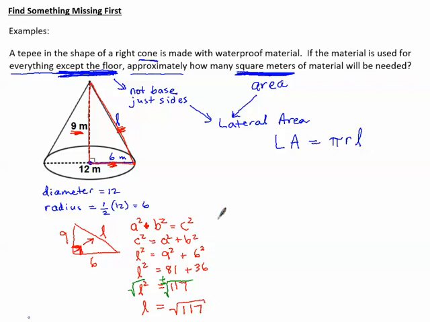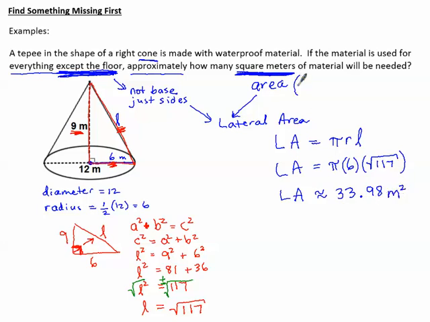So now let's go back to our lateral area formula, and we can plug in the things that we found. Pi times the r, the radius that we computed earlier to be 6, and the L is what we just computed using our Pythagorean theorem, square root of 117. Now I'm going to go to my calculator, type it all in, and the lateral area is approximately 33.98, if we round to 2 decimal places, meters squared.